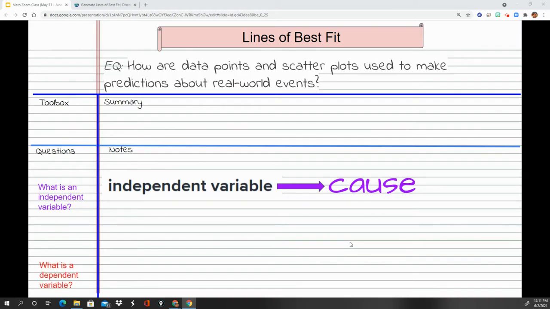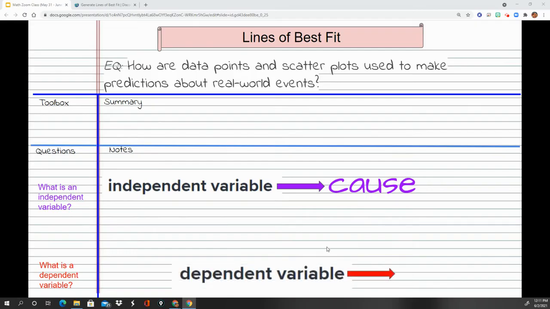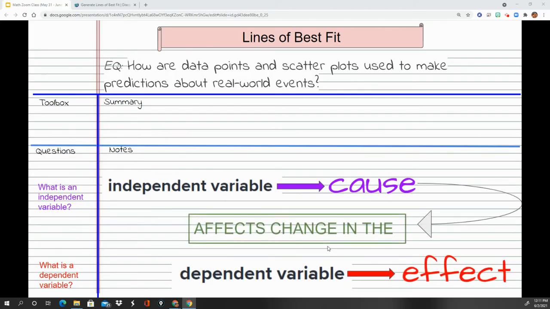So what is a dependent variable? Again, you can click on that in the slideshow. But the dependent variable is the effect. So in other words, the independent variable affects change in the dependent variable. So we'll see lots of examples of this as we explore independent and dependent variables and how they relate to scatter plots.